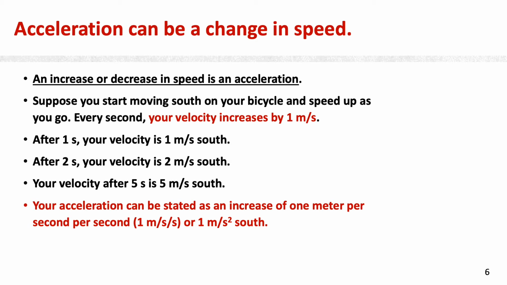Suppose you start moving south on your bicycle and speed up as you go. Every second you are speeding up by 1 meter per second. This is your speed, and we say velocity because you are moving south. After 1 second, your velocity is 1 meter per second, then 2 meters per second. After 5 seconds, it is 5 meters per second to the south.